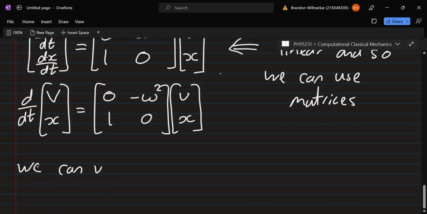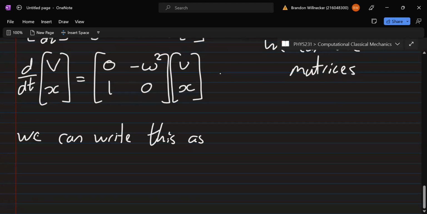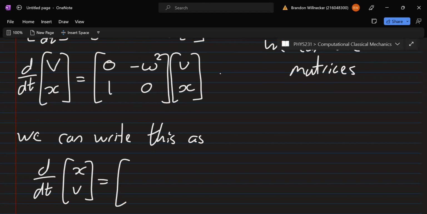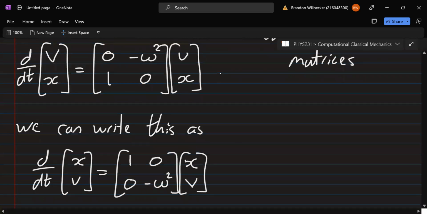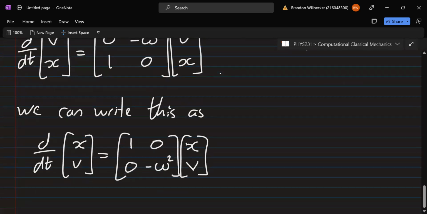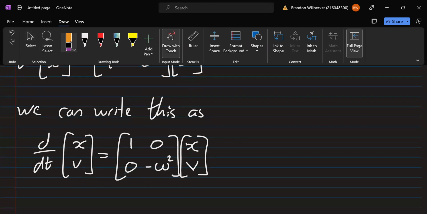So we can write this as d by dt of x and v is equal to 1, 0, 0, minus omega squared. Oh, sorry. Made a mistake here.